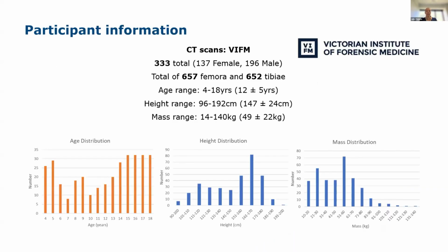So the population we used was 333 children aged from 4 to 18 years, and you can see the distribution of age, height, and mass for these children. We had a full body CT scan, so we were able to have the right and the left femurs and tibiae. So we ended up with a total of 657 femora and 652 tibiae to build our model.